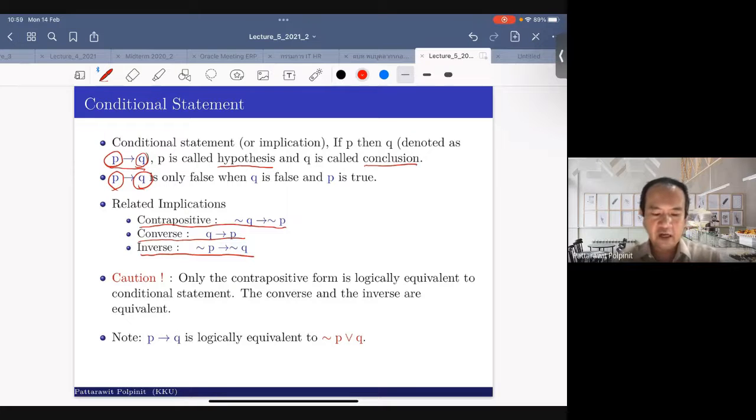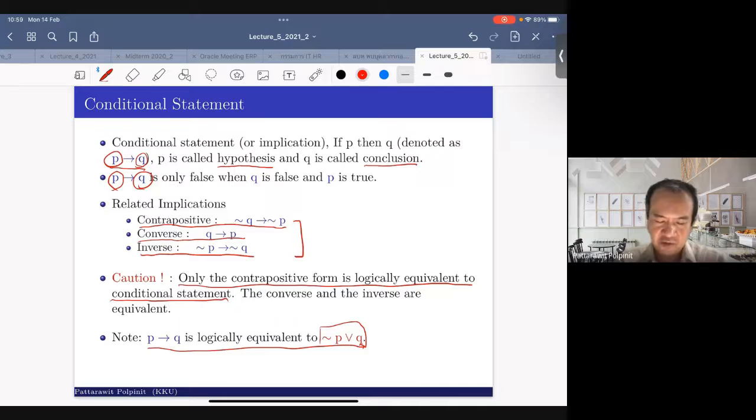Contrapositive, converse, and inverse. Of all these three, only the contrapositive is logically equivalent to the conditional statement. Which means that the contrapositive of the conditional statement has the same truth value as the conditional statement, so they are logically equivalent. The other statements, converse and inverse, are not logically equivalent. And the last one, we already saw this: if P then Q is logically equivalent to negation of P or Q.